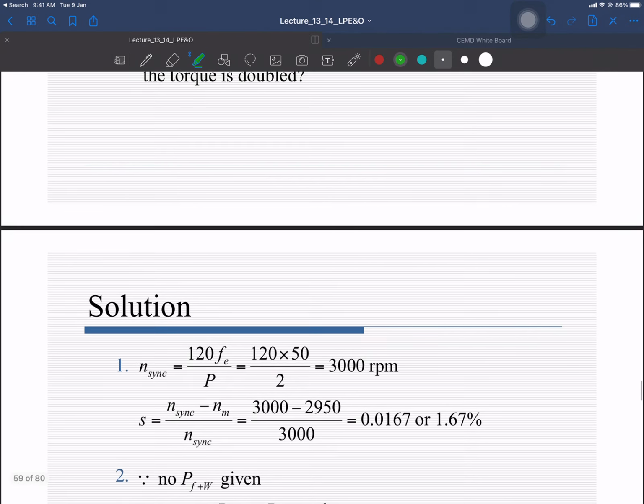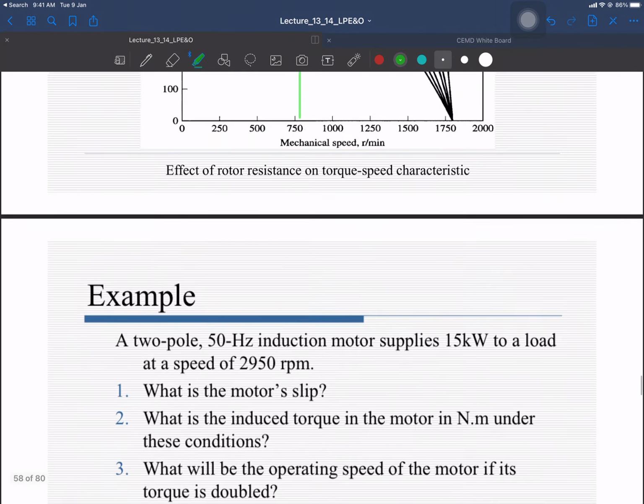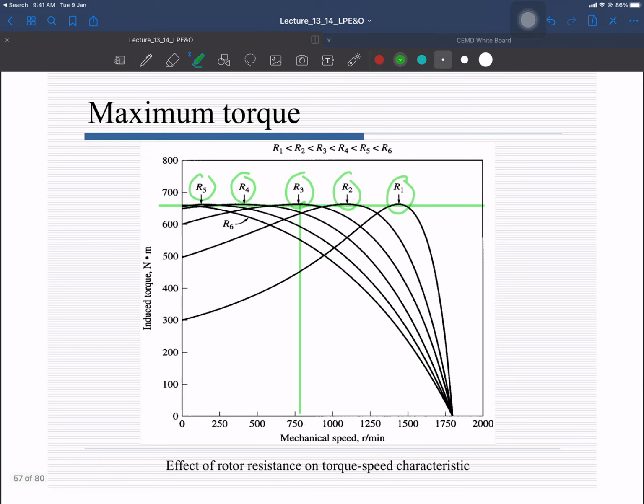Okay, so next there is an example. Now I will share this slide so you can go through that example at your end. So if I summarize this lecture, we have discussed the torque speed curve for the induction motor in detail from the drive's point of view, and we have seen how voltage, frequency and the different machine parameters affect the torque speed curve. That's all from this lecture. Thank you very much.